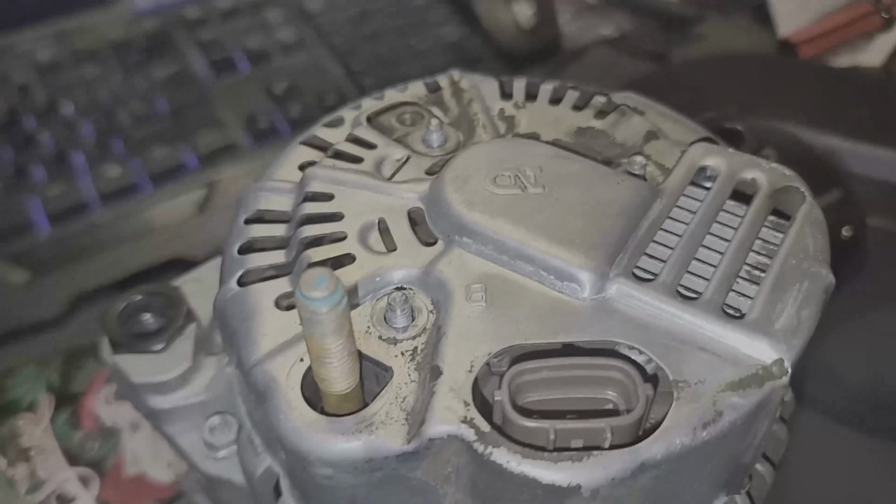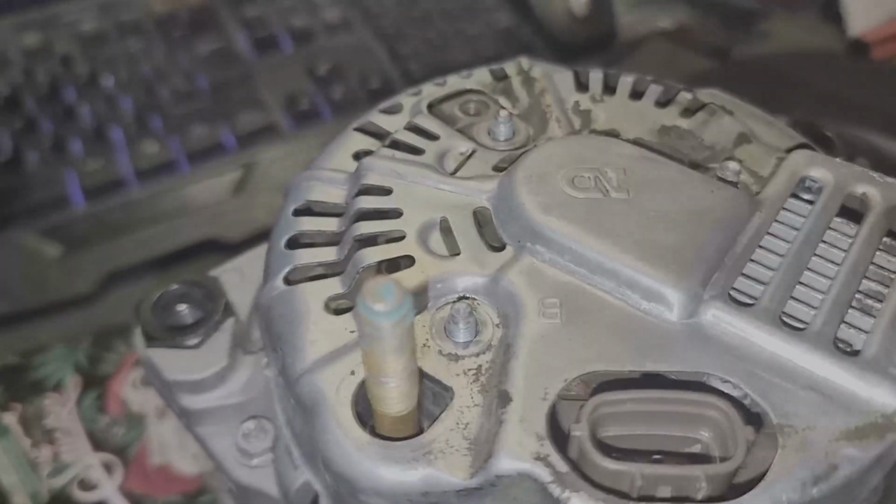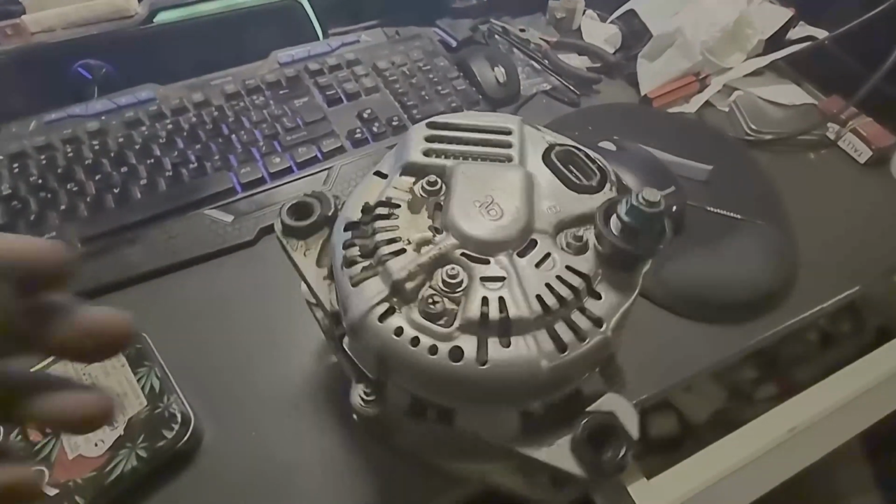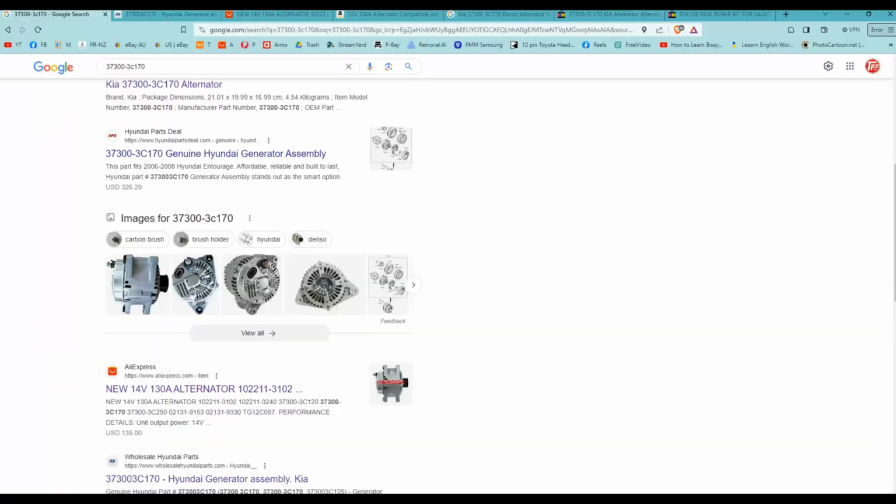Like so, bolted in or nutted up. Anyway, that's it. There's no noise in the bearings. The bearings are good, so that's ready to get back on.